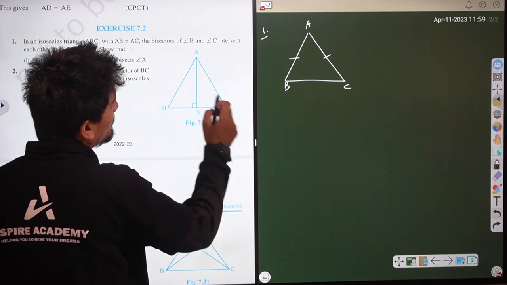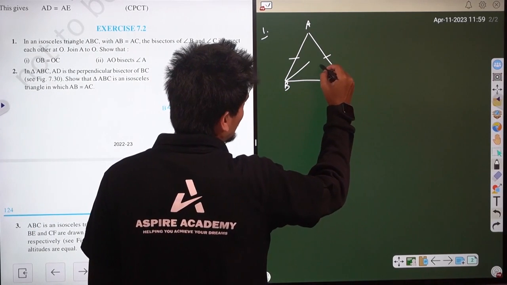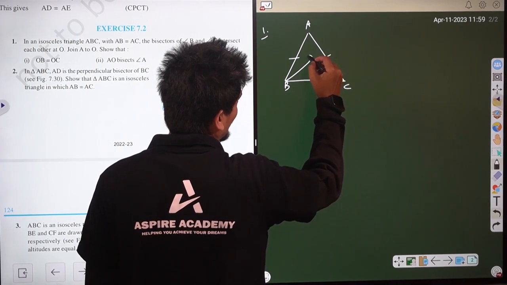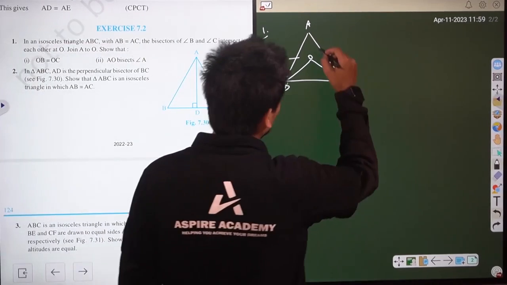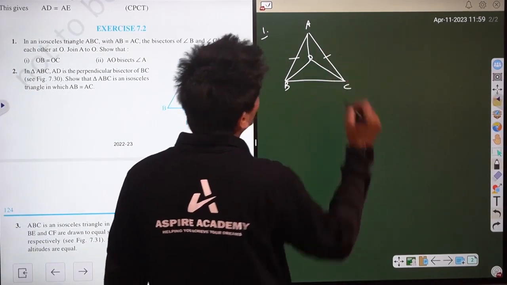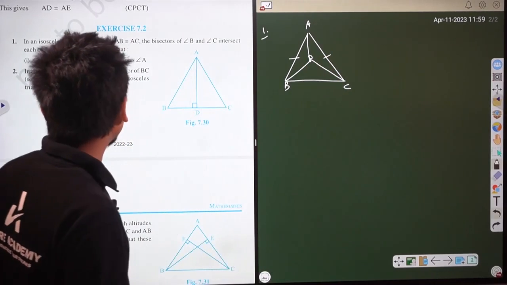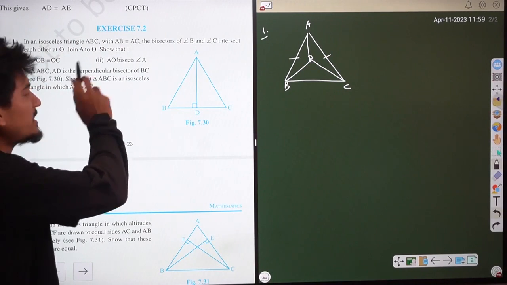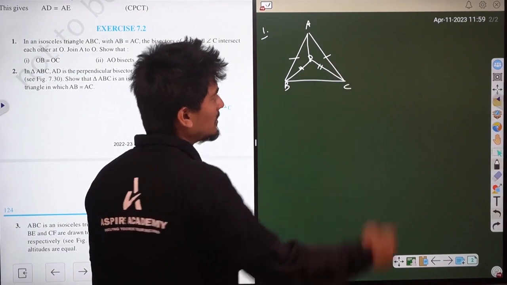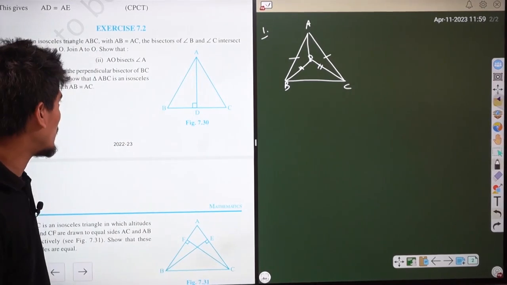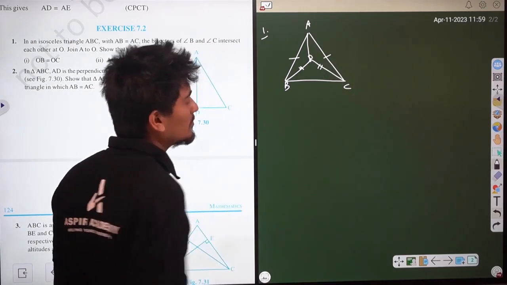Now the bisectors of angle B and angle C meet each other at point O. Join AO. We have joined AO. Now what do we need to prove? First of all, we need to prove that OB is equal to OC, that means these two sides are equal. And secondly, OA is the bisector of angle A. We need to prove this.